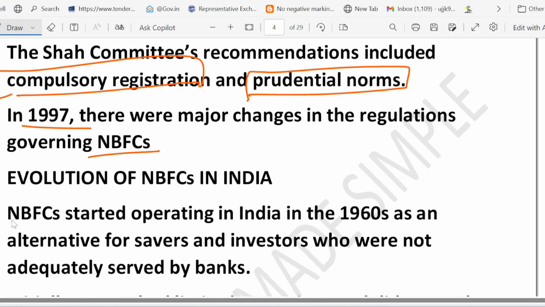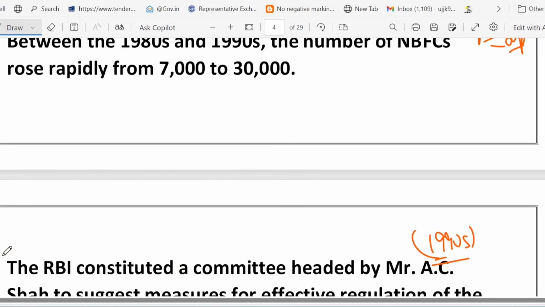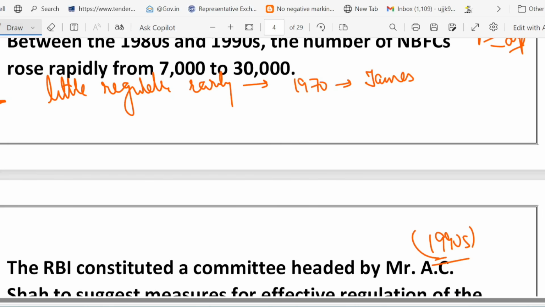So let's summarize the key points which we have just covered. The first aspect we talked about is that there was little regulation early on, right? Then we talked about 1970, where the James S. Raj committee was formed, right? So they set limits on deposits. I told you that the deposit should not exceed the NOF, and they also account for liquid assets.